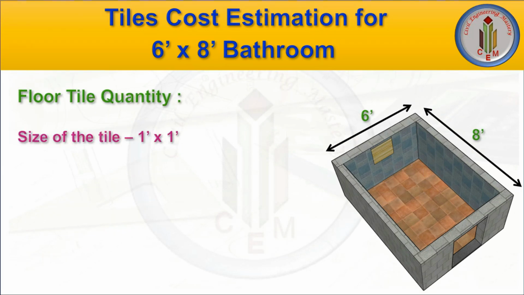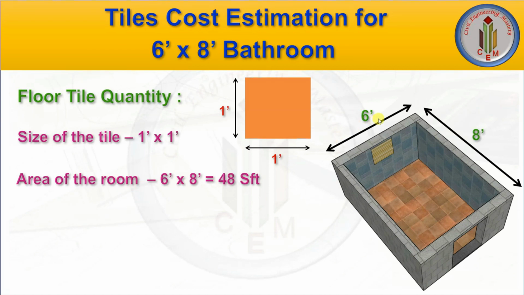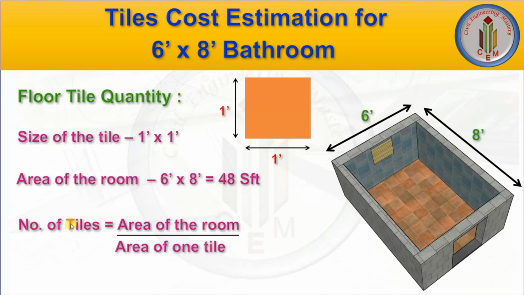Let's calculate the floor tile quantity. Size of the tile is 1 feet by 1 feet, which is 300 mm by 300 mm. Area of the room we need to calculate. The size is 6 by 8, so that is 48 square feet. We need to calculate the number of tiles now. Number of tiles is equal to area of the room divided by area of one tile. There is no opening or anything in this floor, so we take the total area and then the area of one tile. So number of tiles is equal to area of the room, 48 square feet, divided by area of one tile, 1 square feet. So we get 48 numbers. To place the floor tiles in the 6 by 8 room, we need 48 numbers of 1 by 1 tiles.